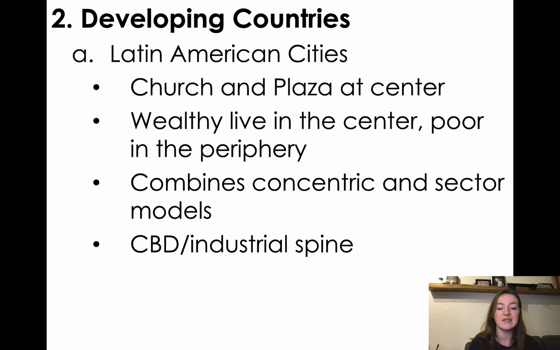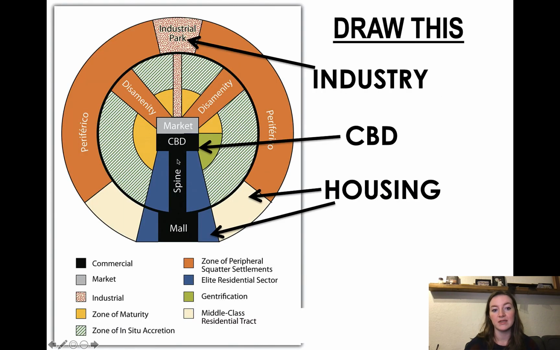So Latin American cities are based on European cities most of the time. We will have a church or a plaza at the center, and that plaza really is essentially a public square. Wealthy people live in the center, poorer people live in the periphery. This is going to combine the concentric and sector models. So in some ways really similar to the European models, in some ways really similar to some of our other North American models. We also have a CBD/industrial spine, and we're going to look at that. So it's going to look something like this.